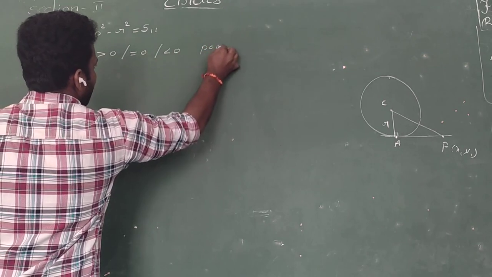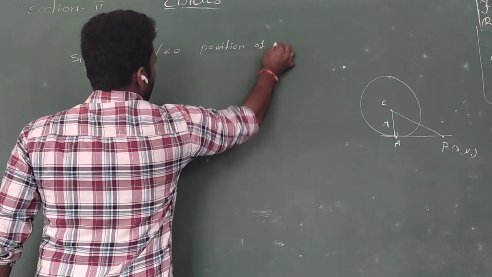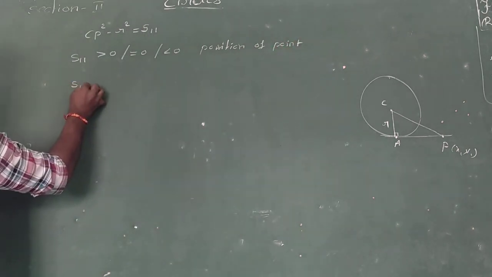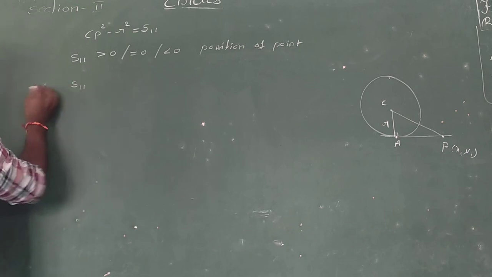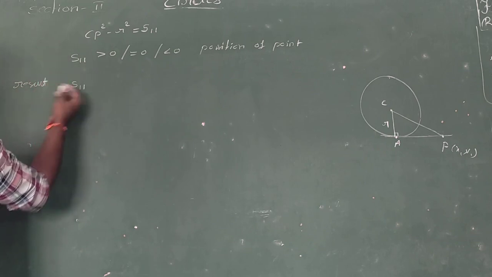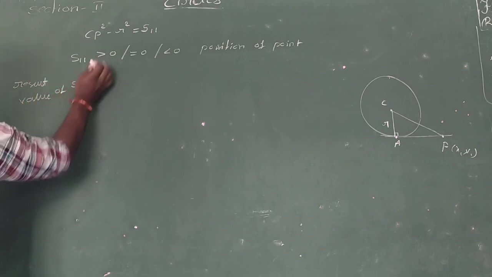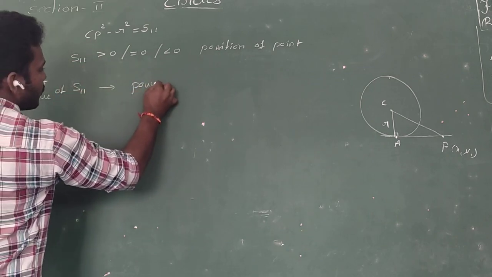the position of the point. The result of S11, or otherwise the value of S11, is called the power of the point.